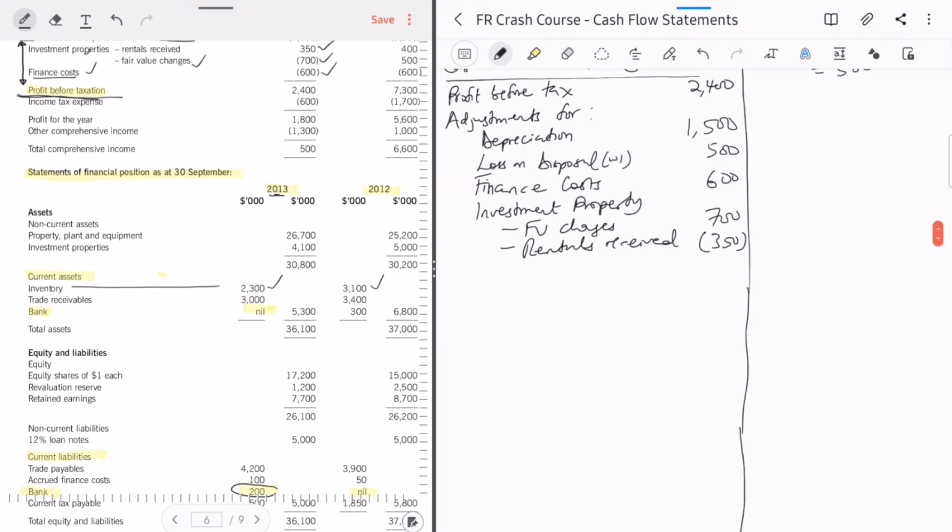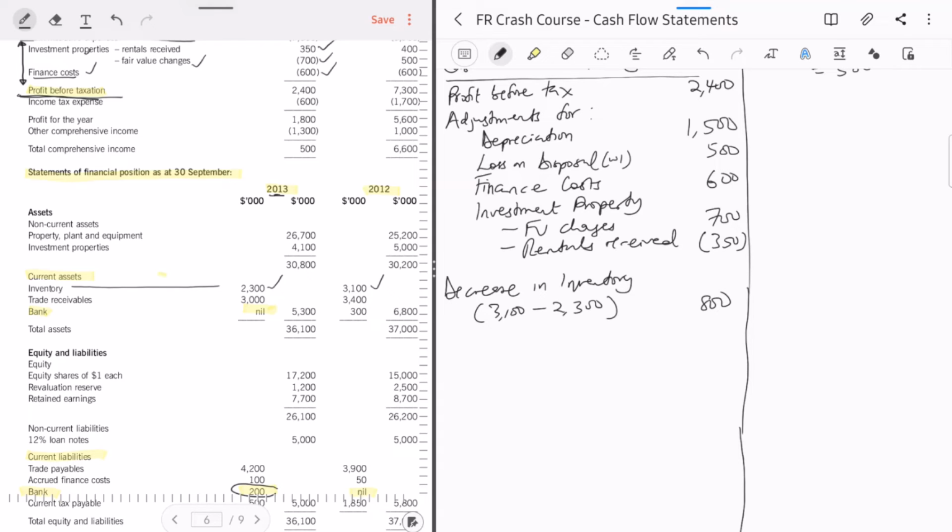So we just come here. You can leave the indent, and come back to the corner of the line. So I come and say decrease in inventory. You can have a bracket to record your workings. So it is the opening of 3,100 minus the closing of 2,300. This will give me a difference of what? I think 800, is it?